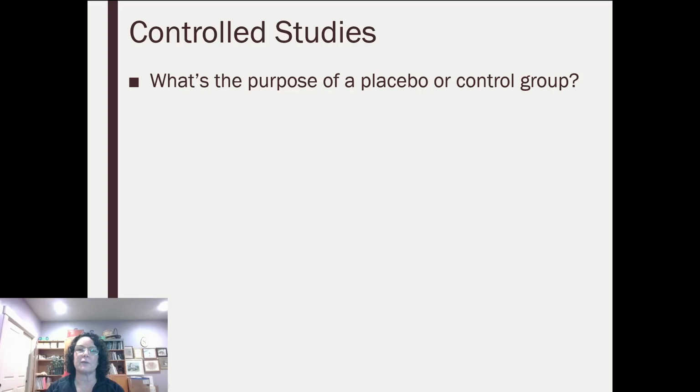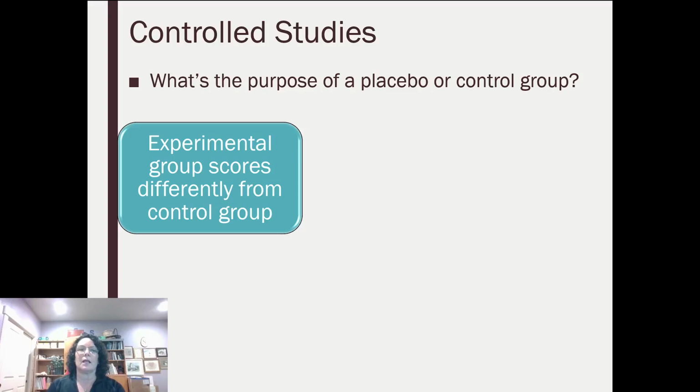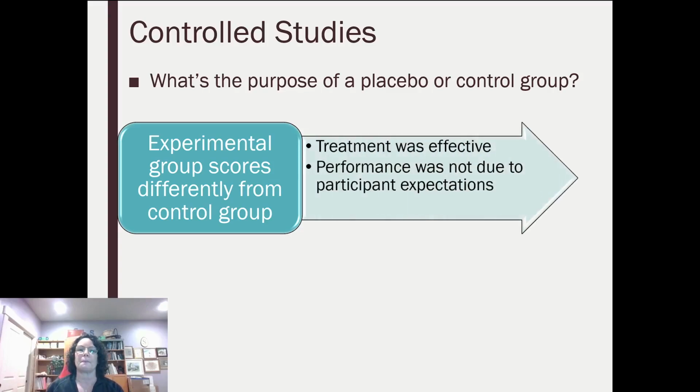So the purpose of a placebo or a control group, now follow along with me. A lot of people I've noticed sort of look at this slide in a static way and misunderstand what it's depicting here. Okay, let's say that the experimental group scores differently from the control group, whether it's placebo or just regular control, it doesn't matter. Let's just say the experimental group does in fact score differently from that group. We could infer that the treatment was effective and that the treatment caused the experimental group to score differently.